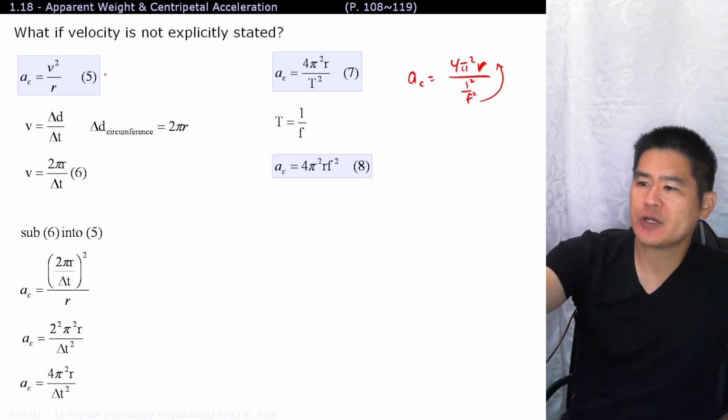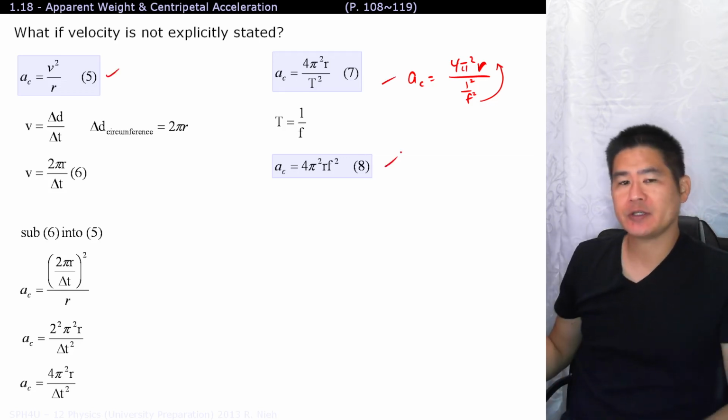So this is centripetal acceleration, including its 2 variant equations.